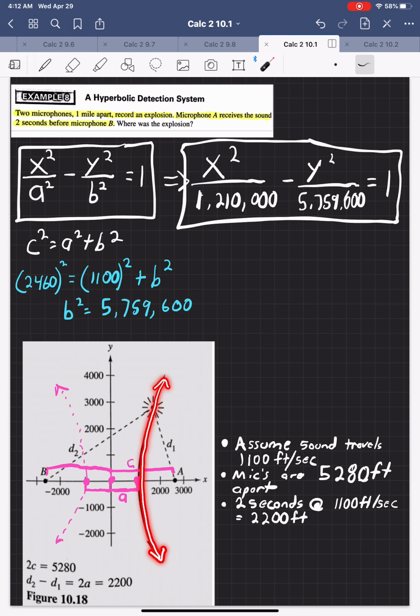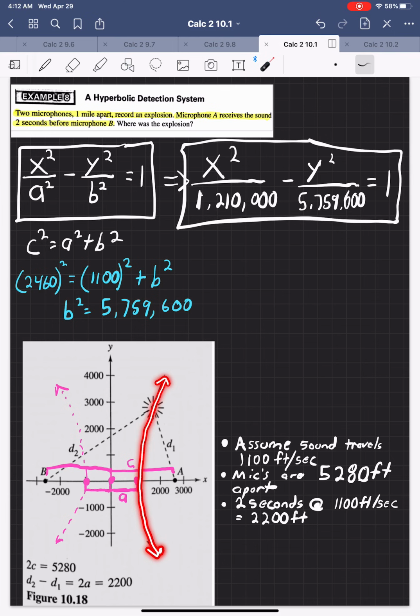Now, this picture is a little bit misleading. It would make you think that the explosion occurred right here where I'm pointing. But do you understand that at this stage, the only thing that we can say, listen to me, we only have 2 microphones. With 2 microphones, the only thing that we can say is that the explosion occurred somewhere on this branch.